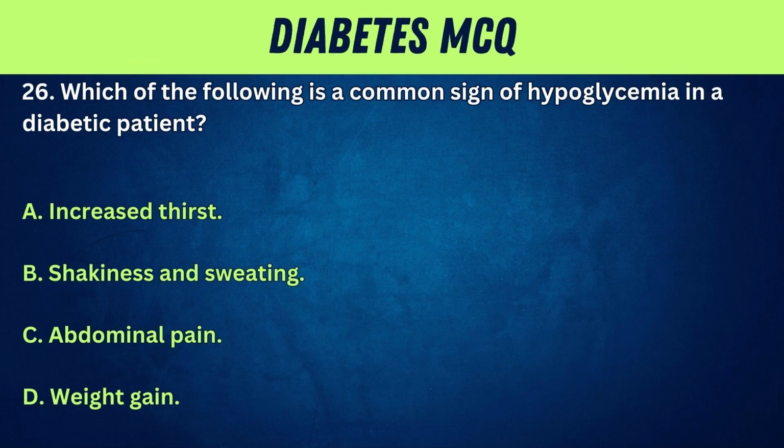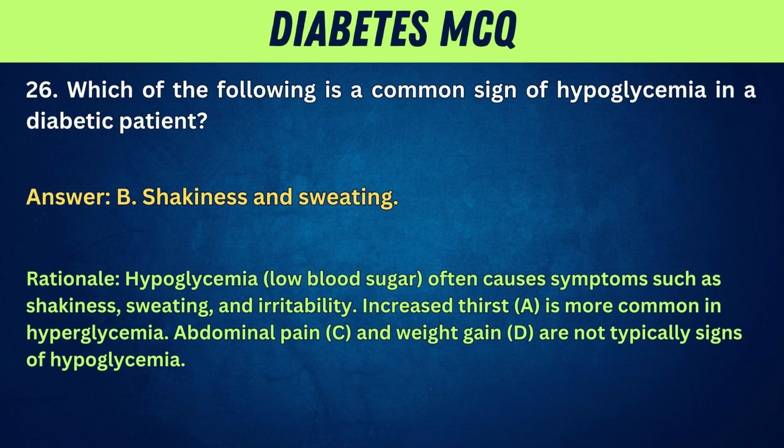Which of the following is a common sign of hypoglycemia in a diabetic patient? A. Increased thirst. B. Shakiness and sweating. C. Abdominal pain. D. Weight gain. Answer: B. Shakiness and sweating.